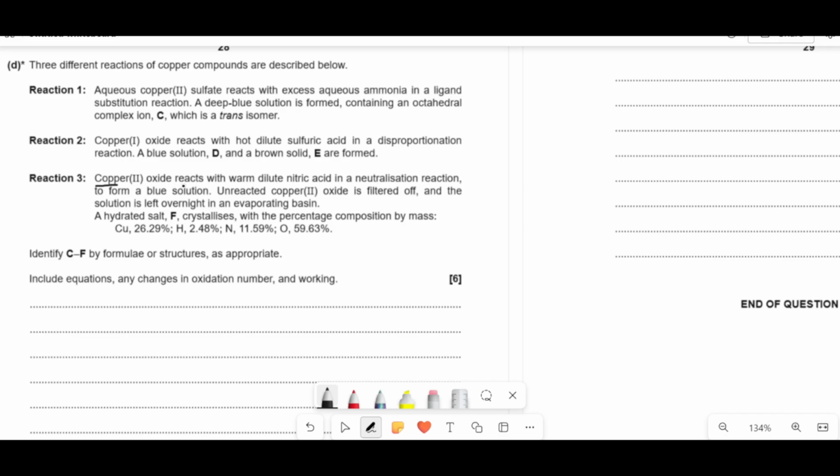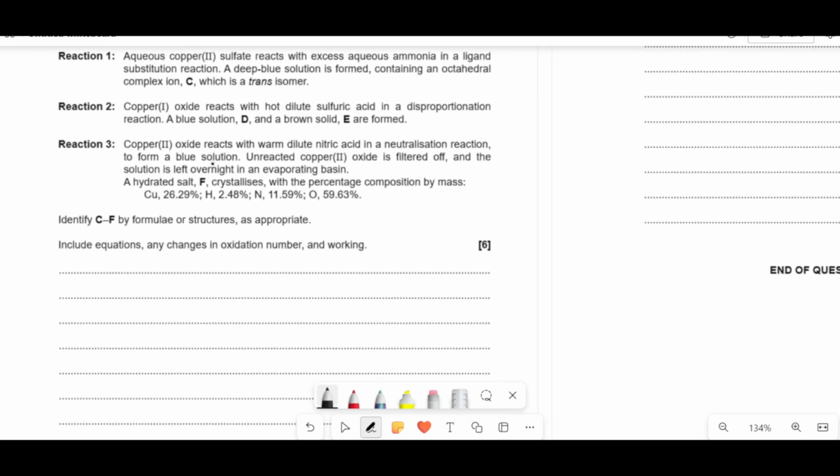And then it says copper(II) oxide is reacted with 1 dilute nitric acid in a neutralization reaction to form a blue solution. Unreacted copper(II) oxide is filtered off, and the solution is left overnight in an evaporating basin, and you get this hydrated salt. And this is to identify what C to F are by their formula. So just step by step. The question's told you by formula or structure as appropriate.